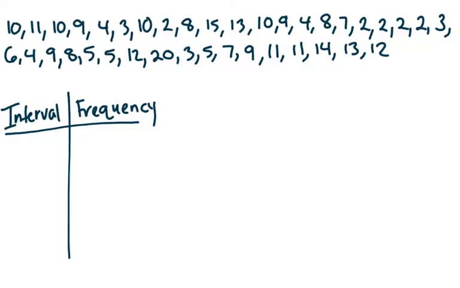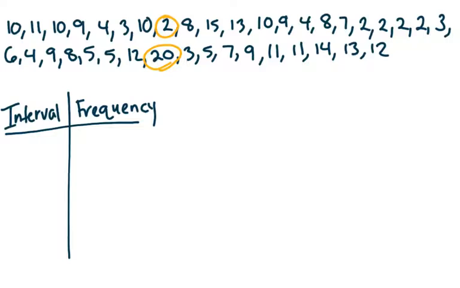I'm going to need to decide on intervals that will represent my data. So if I look at my data, I'm going to find the smallest number in my set, which I believe is a 2. So my intervals have to go as low as 2 and as high as 20. So for the sake of ease, I'm going to pick a number that will give me a couple of intervals, and I'm going to go with intervals of 4.